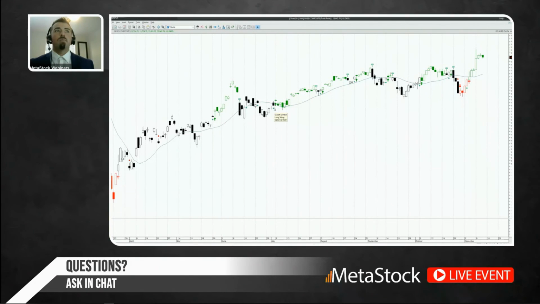One other thing you can do is use these green and red colored candles. Green just means that this is showing an entry signal, so it is showing a bullish zone or period right here.